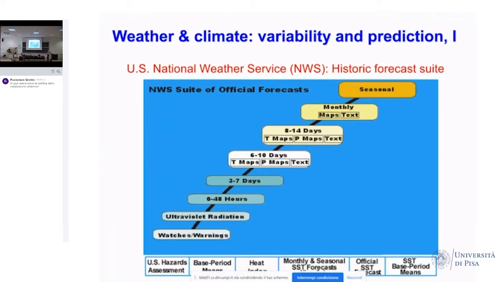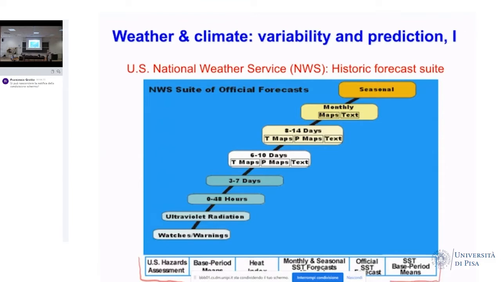So, variability and predictability. So, this comes from the United States National Weather Service. This is a so-called forecast suite. These are various products, okay, that require rather different approaches to a different extent based on observations. So today, data-driven, on the other hand, models to predict. So basically, we start from the shortest time scales over here to the longest time scales over there.